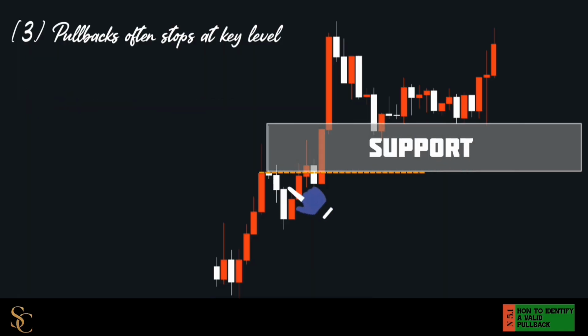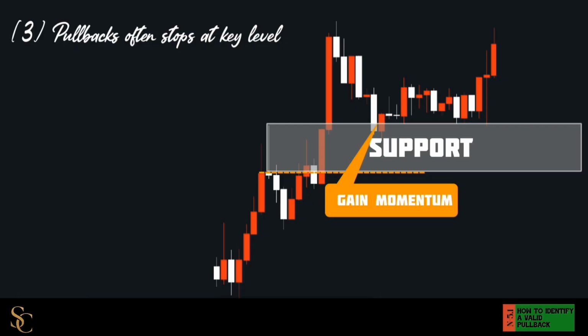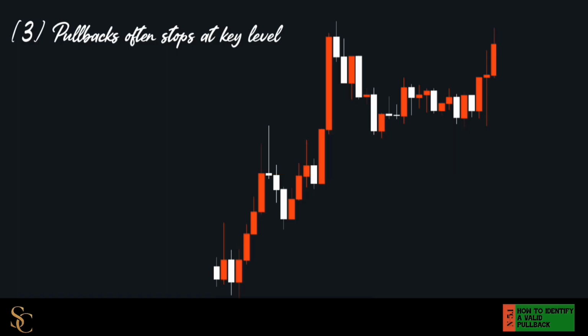In an uptrend, price often pulls back into key technical levels, such as previous resistance that has now turned into support, a zone where buyers previously stepped in strongly. When price reaches this area, selling pressure tends to slow down, allowing buyers to regain control and push the trend higher. In a downtrend, price often pulls back into previous support that has now turned into resistance, a zone where sellers previously dominated. When price reaches this area, buying pressure weakens and sellers take back control, allowing the downtrend to continue. These zones help you know if the pullback is healthy or if price is preparing to reverse.